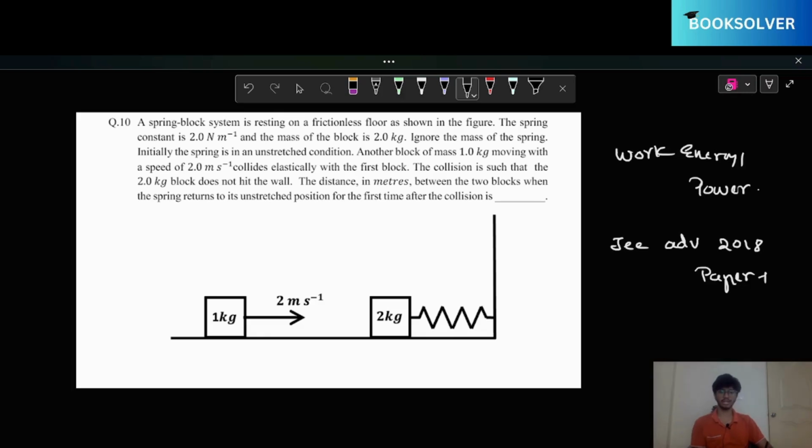Another block of mass 1 kg, moving with a speed of 2 meters per second, elastically collides with the first block. The collision is such that the 2 kg block does not hit the wall. The distance in meters between the two blocks when the spring returns to its unstretched position for the first time after the collision is?